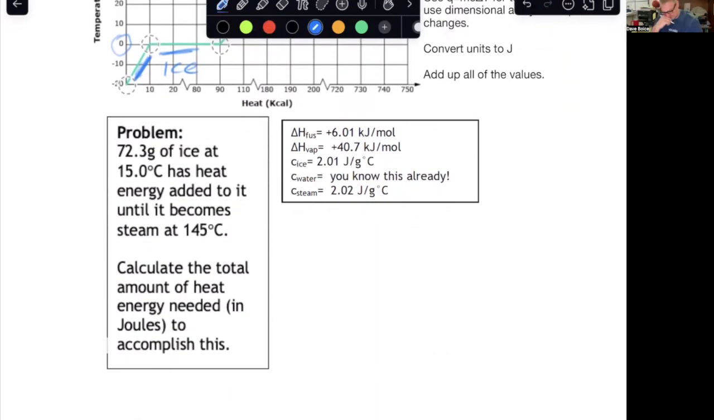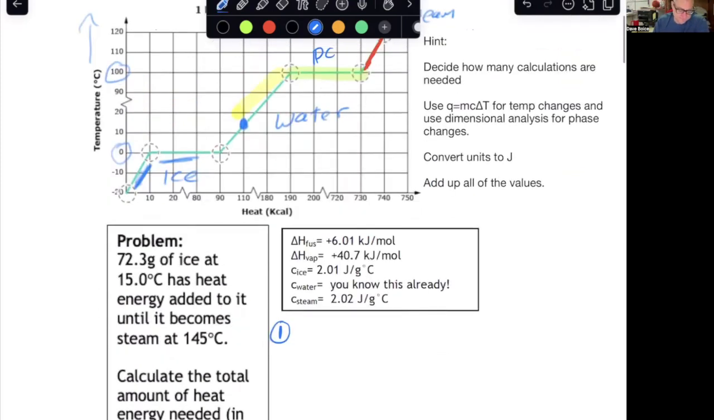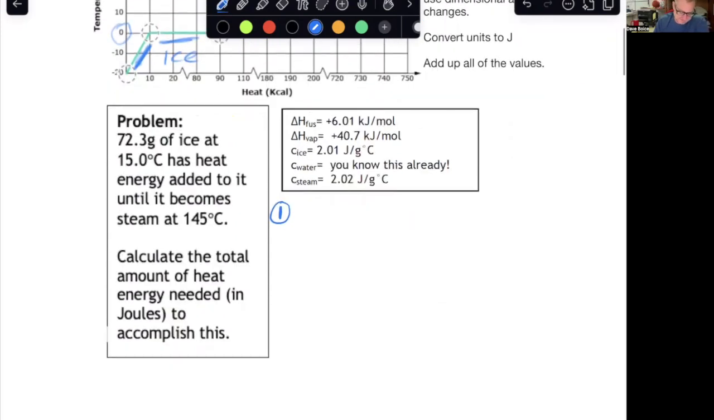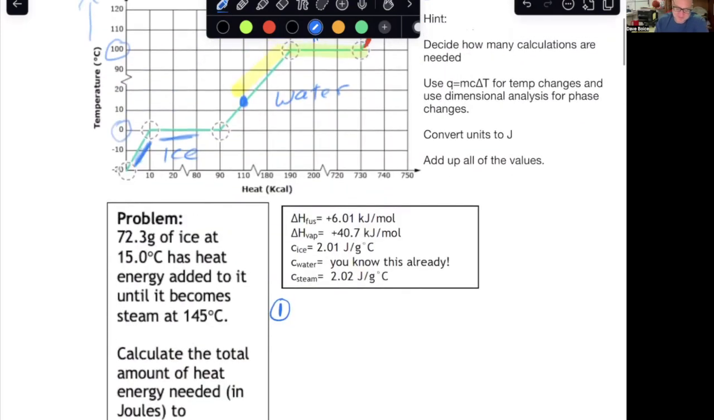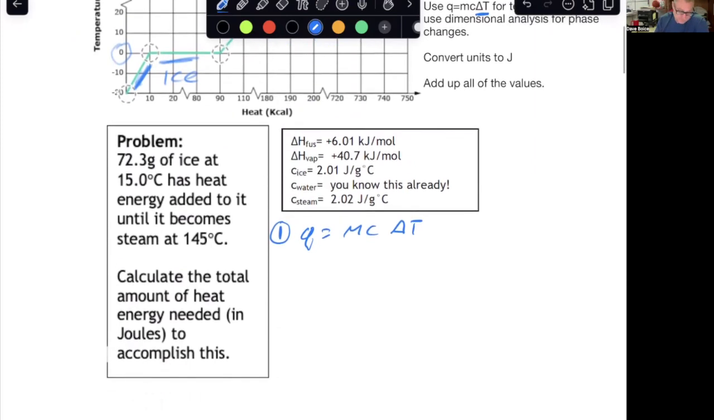So let's start with number 1. That's going to be going from 15 degrees to 100 degrees. With that, that's going to be a change in temperature, in other words, a delta T. And so I'm going to use Q equals MC delta T. So Q equals MC delta T. And this is for water.